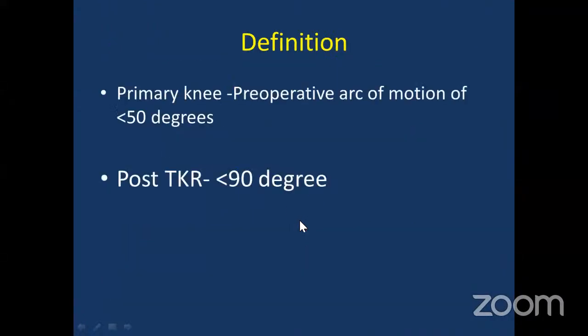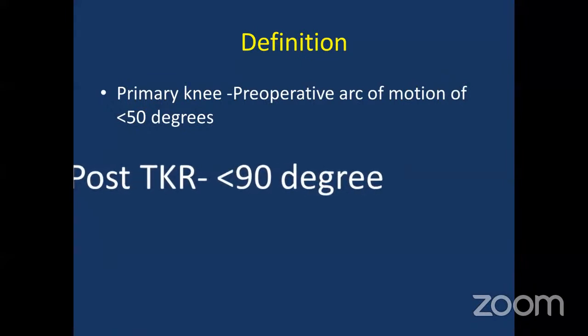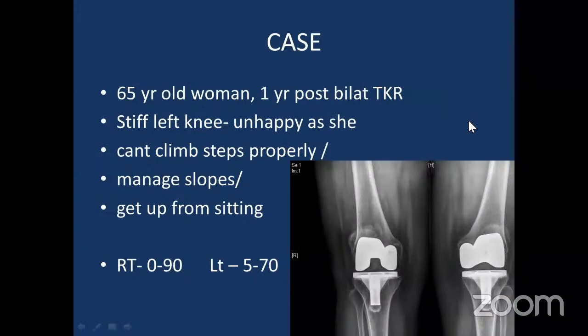Right. So what I'll be talking about is stiff knees. By definition, following TKR, anything that's less than 90 degrees can be considered stiff. So I've got a very straightforward, non-complicated case. A 65-year-old lady, 1 year post bilateral knee replacement done elsewhere. She's come to me because she's unhappy with her left knee, which has a range of movement from 5 to 70. Because of that, she's not able to climb steps properly, manage slopes, or get up from sitting. So now, how do I manage this case?